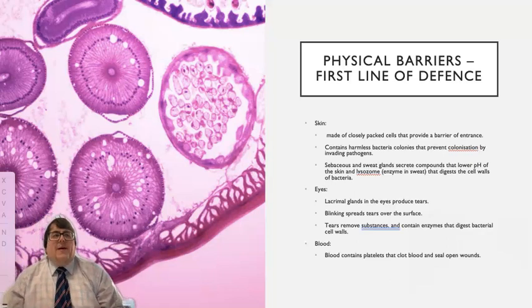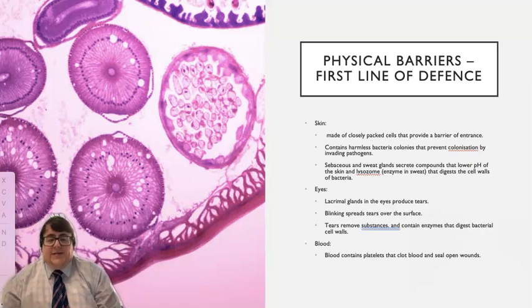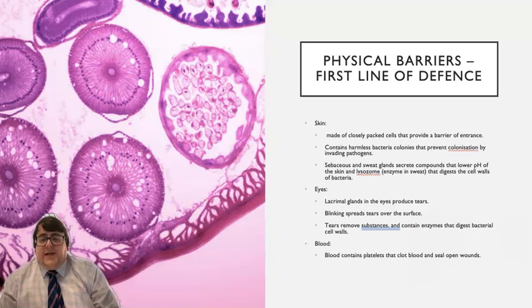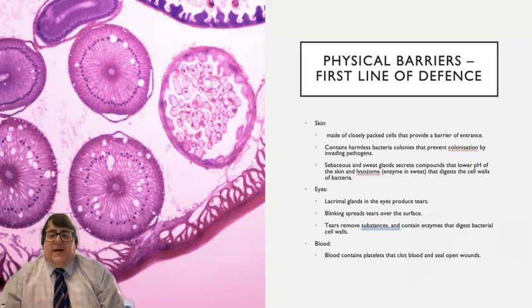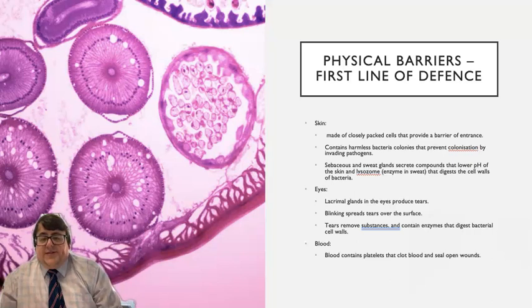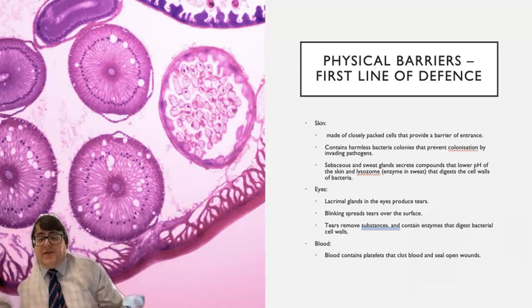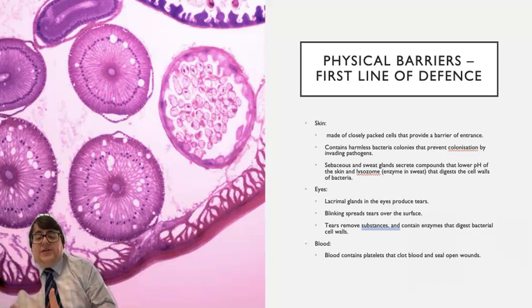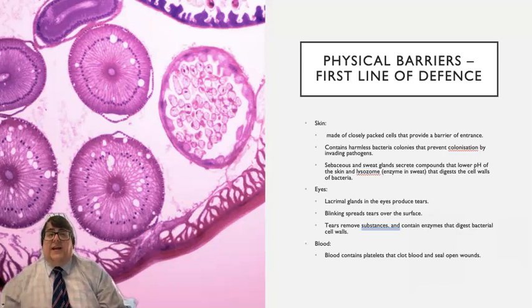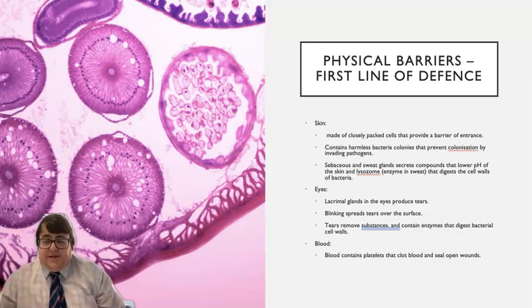Okay, let's go back to that first line of defense and let's talk specifically about physical barriers. So 3 physical barriers we're going to talk about here: skin, eyes, and blood. Skin, we've got closely packed cells. They're providing a barrier for entrance. Our skin also has harmless bacteria colonies that prevent colonization from invading or dangerous pathogens. And we also have our sebaceous and sweat glands, secreting compounds that are lowering the pH of the skin, as well as lysosome, which is digesting the cell walls of any dangerous pathogens or bacteria.